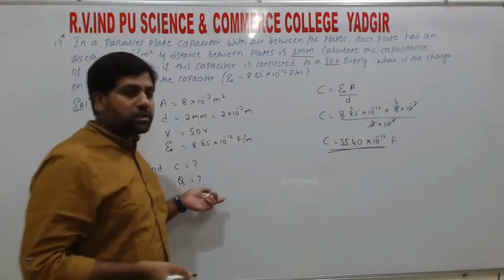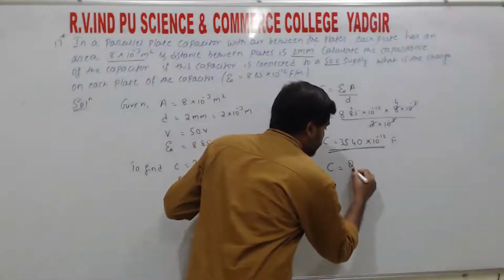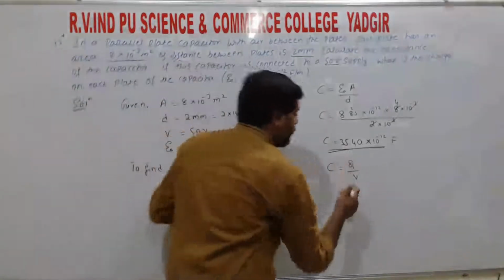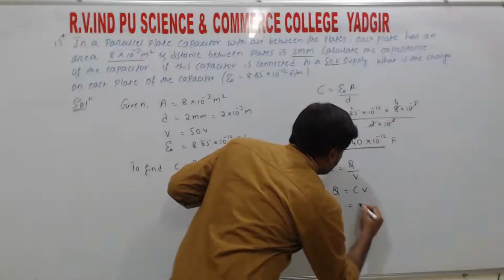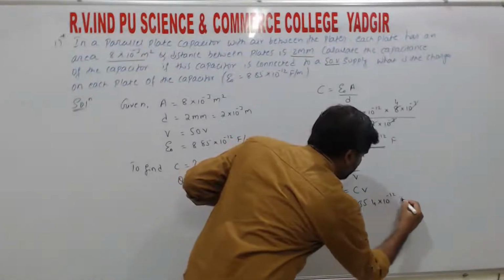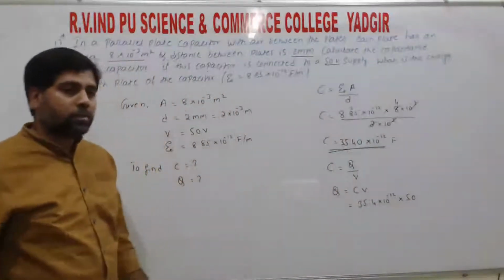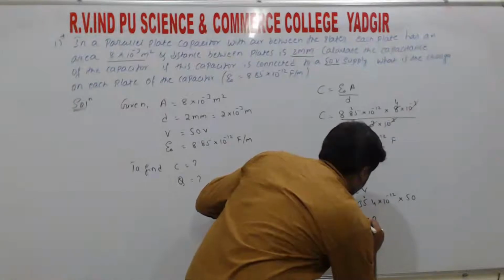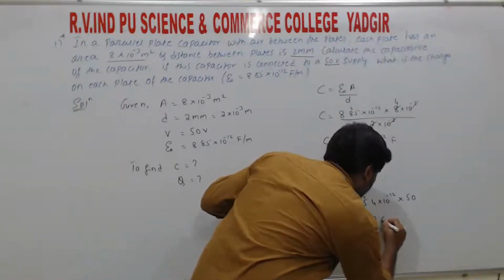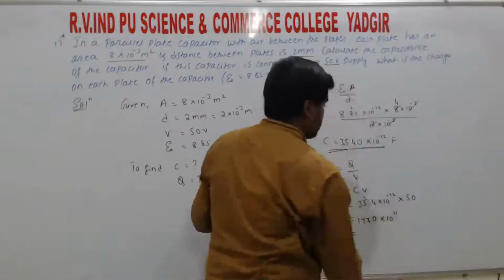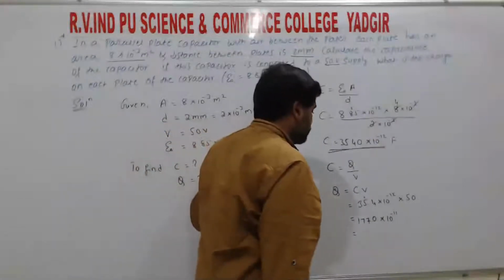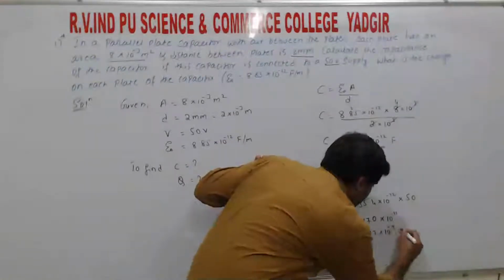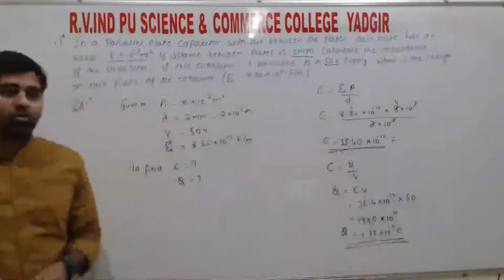So next we need to find the charge on the capacitor. The formula is C is equal to Q divided by V. So here we know the capacitance and the given voltage, that is 50 volt. So from this we can find Q, right? So Q is equal to C into V. So 35.4 into 10 to the power of minus 12 into 50 volt, so we get 177 into 10 to the power of minus 11, right? So this can be written as 1.77 into 10 to the power of minus 9 coulomb. So 1.77 nano coulomb, right?